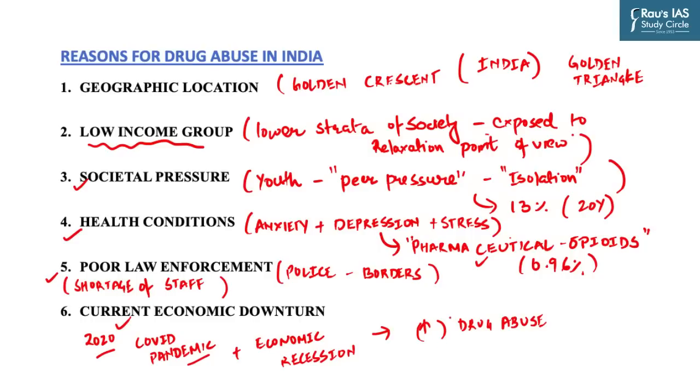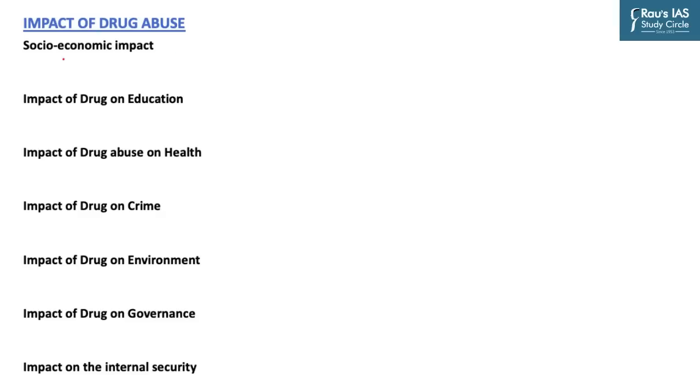So this brings us to the next part of our discussion: what is the impact of drug abuse on the society and on the economy. The first major impact of drug abuse is the socio-economic impact. In simple terms, socio-economic impact of drug abuse means undesirable or negative changes in the social fabric, and involves a negative impact on individual, society and government.